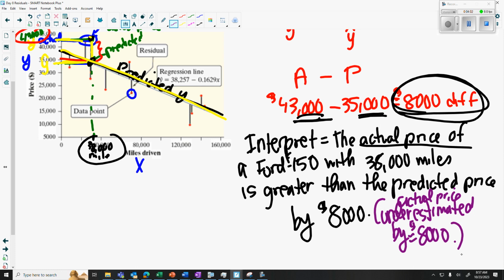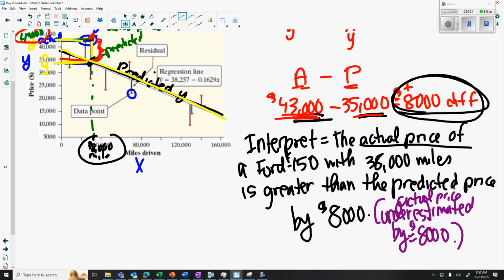So maybe that means that this car was unique. It wasn't typical. Maybe it was actually in better condition than they thought for the amount of miles that it had on it. But basically that just means that the prediction was off, okay? So if the point is above the line, this means that there is a positive residual because the actual is greater than the predicted. When you do the math, a bigger number minus a smaller number is going to give you a positive residual, okay?